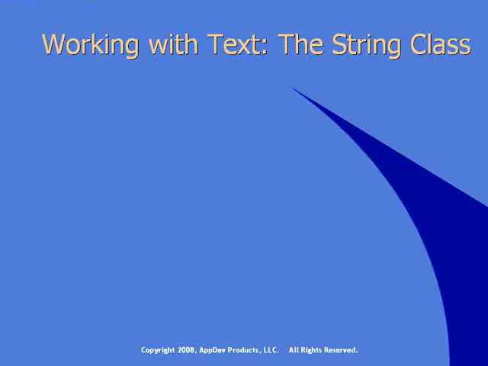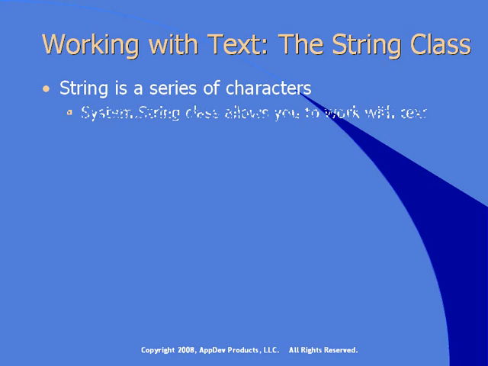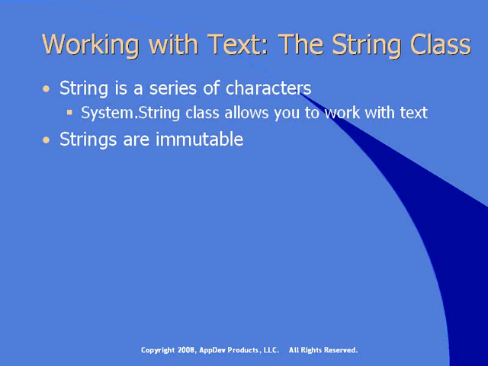If you're going to work with text, you'll be using the string class. A string is a series of characters, and the System.String class allows you to work with the text stored in characters. One thing to note is that strings are immutable. How does this affect you? It's just that once you have text in a string, you can't change it without copying it to a new string. And this is a time and memory intensive operation.